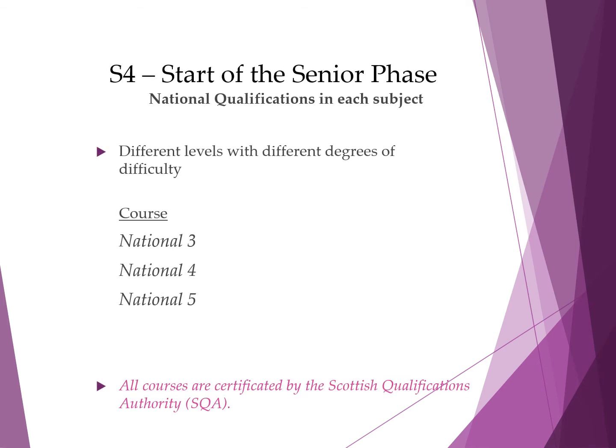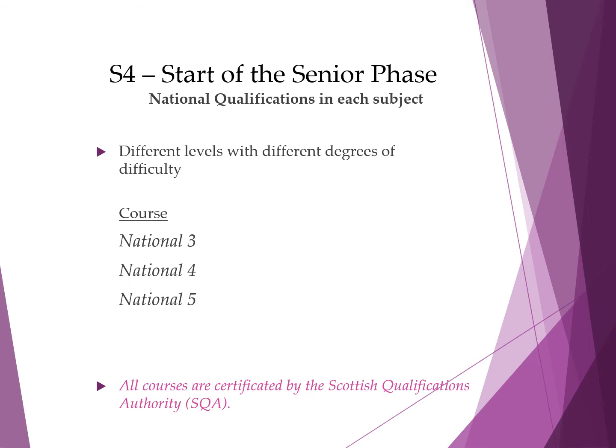Looking ahead to S4, which is the start of the senior phase, pupils will study and prepare for their national qualifications in each of the subjects that they have chosen. All courses are certificated by the Scottish Qualifications Authority. The courses are delivered with pace and challenge and are offered at appropriate levels to meet pupils' individual needs. The levels of national qualifications on offer in S4 are National 3, National 4 and National 5.